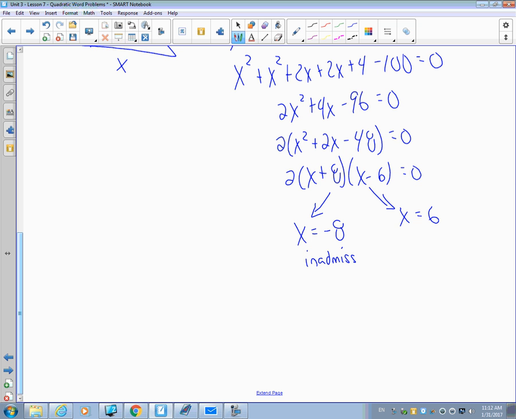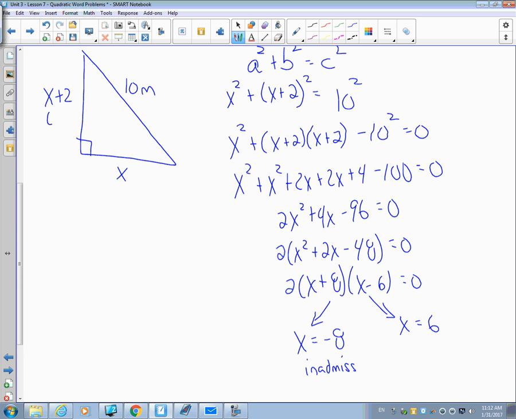If x is 6, what does that tell us about the other side? Well, 6 plus 2 has to be 8. So the other sides are 6 meters, and 8 meters. Okay. It's a shape question, but it's a shape question that kind of looks like the sum of the squares of two digits. Basically the same idea.